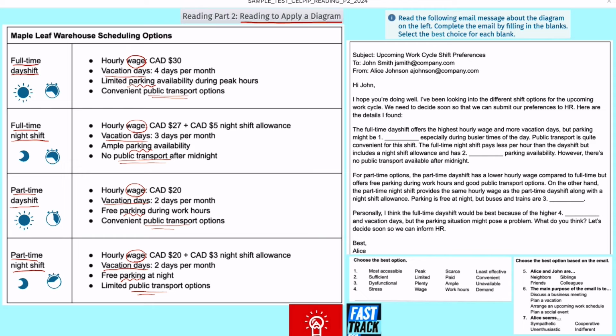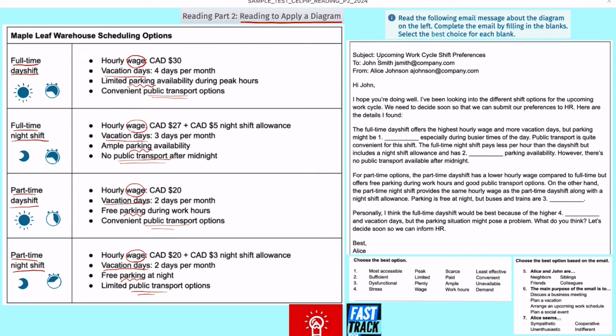Now, in this part of the test, we always have an email response. And as the instructions say, we're supposed to read this email message about the diagram and complete the email by filling in the blanks. It's always a good idea to see what's going on in general. Provide yourself with some contextual information first. And you can do this by reading the subject, the to, and the from line.